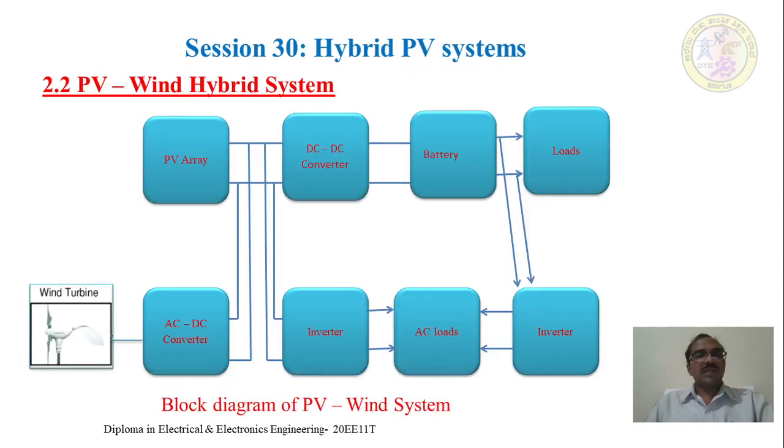Now, as far as our syllabus is concerned, we have to deal with 2 systems. We'll have 2 block diagrams, and then try to understand how they work. First one, the PV wind hybrid system. PV means photovoltaic cell, which is solar energy, and then wind energy. Both are unreliable, but still it's a very good combination.